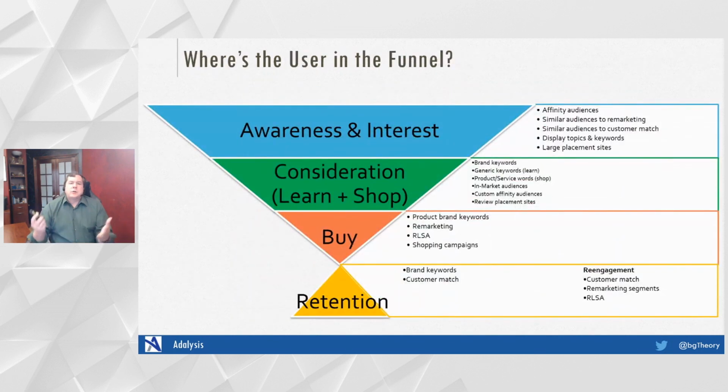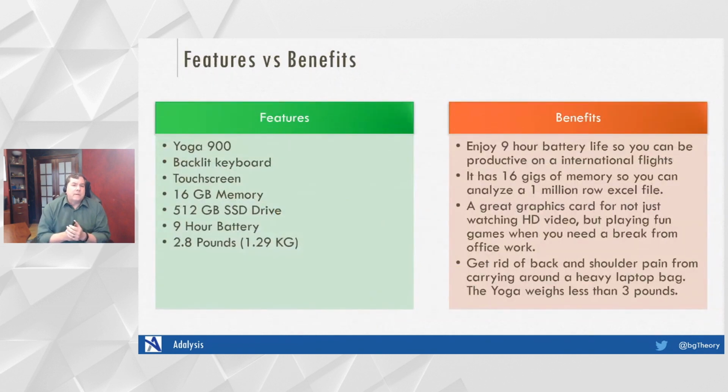Then next we need to ask ourselves, where's the user in the funnel? Are they high stage funnel? Are they consideration stage? Or are they buy stage? Is this a retention based ad? Because this also dictates the other types of assets you want to add to the ads. So for instance, features and benefits. A feature is a bullet point list of true facts about a product. Kind of boring, but really important in comparison shopping. Benefits are what you get out of the product.